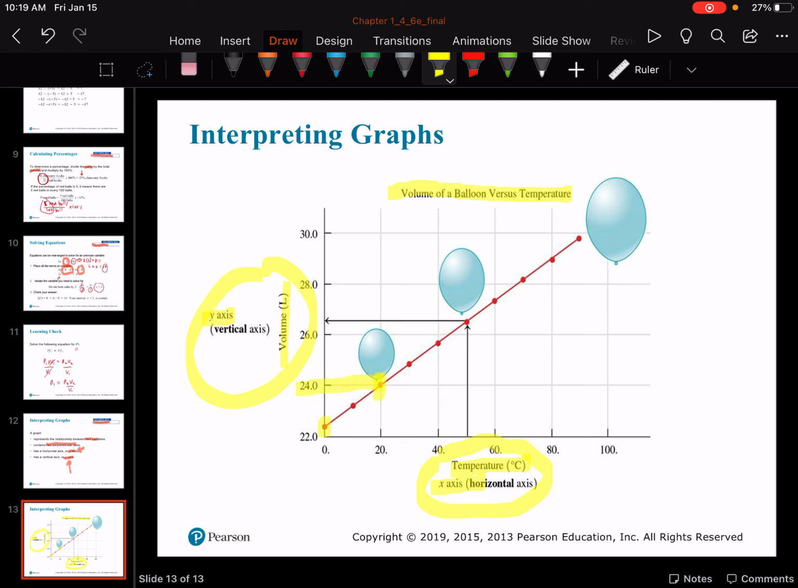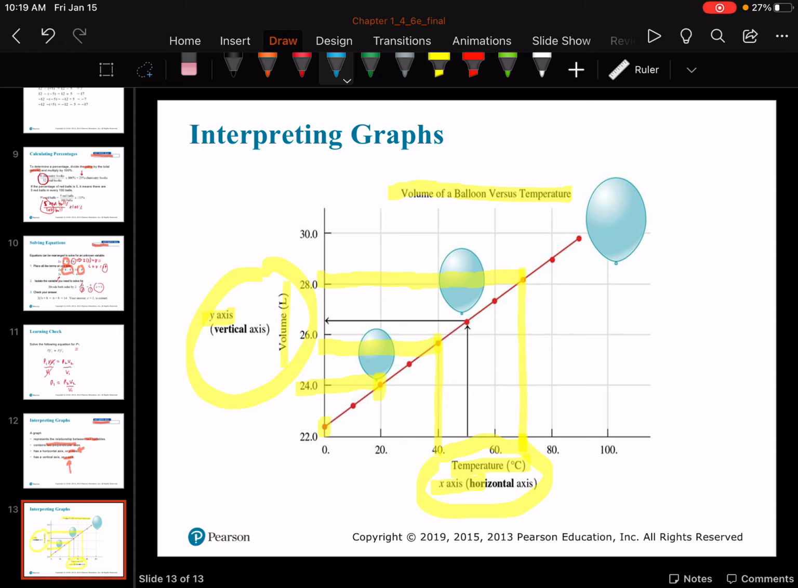At 20 degrees Celsius, it was a little bit bigger. You see 24, right? And it looks like at 40 degrees, it was measured to be, oh, I can't see what that is. I guess 25 and a half maybe, right? And what's this right here? It looks like that's 70 degrees Celsius. It looks like it was just over 28, maybe 28.2, right? You see that? Okay. And so graphs are super powerful because they give us the ability to make predictions.